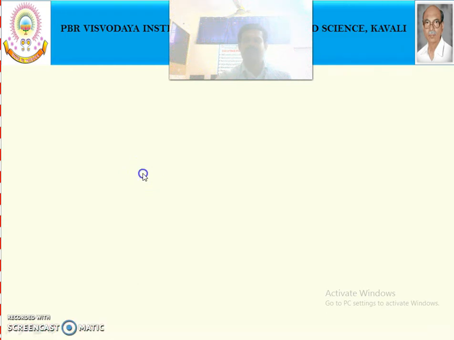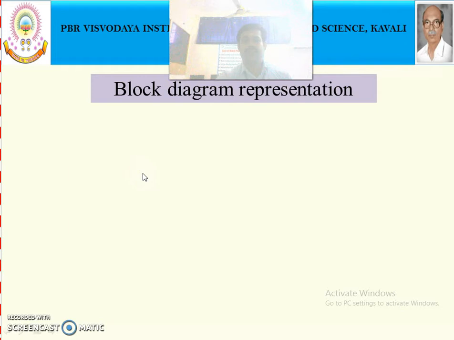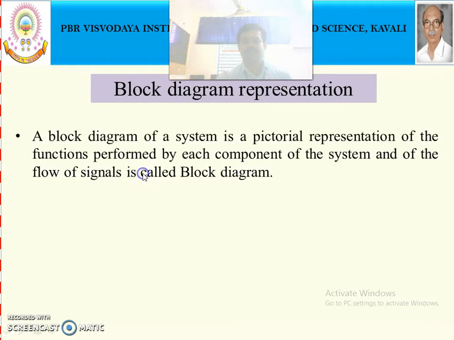Now we are going to see the topic block diagram. Okay, so what is a block diagram? A block diagram of a system is a pictorial representation of functions performed by each component of a system. We know that a system will have many components connected together.